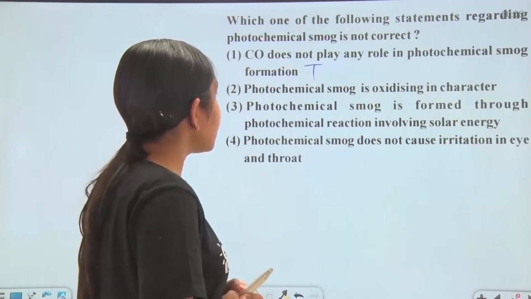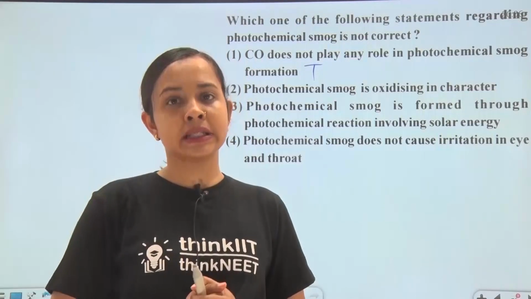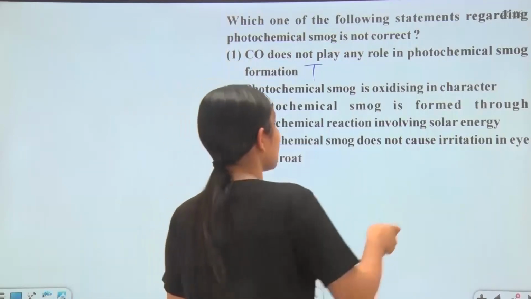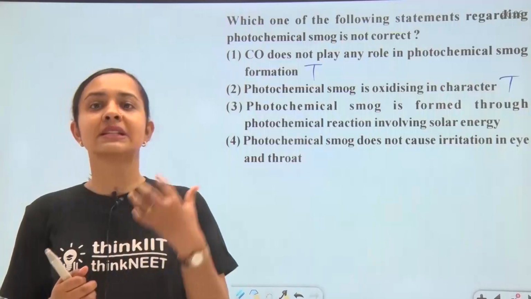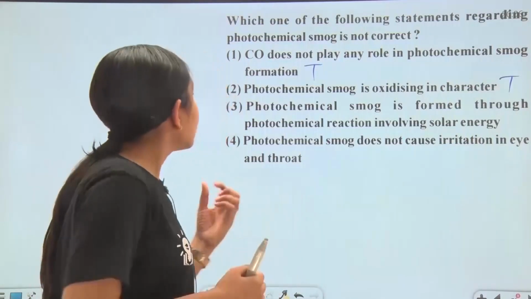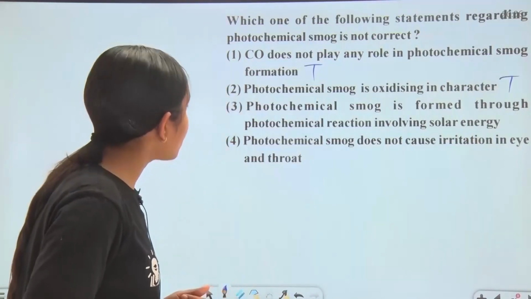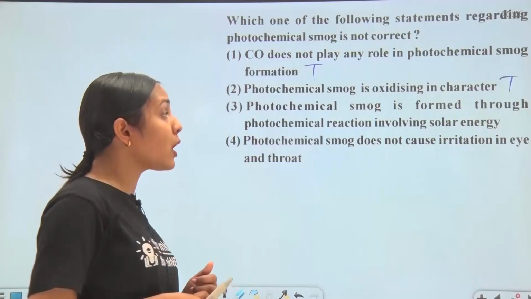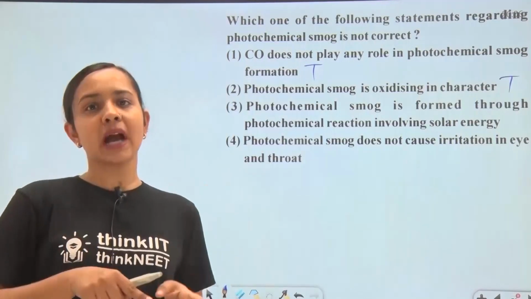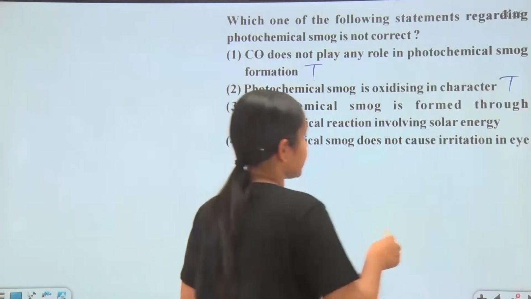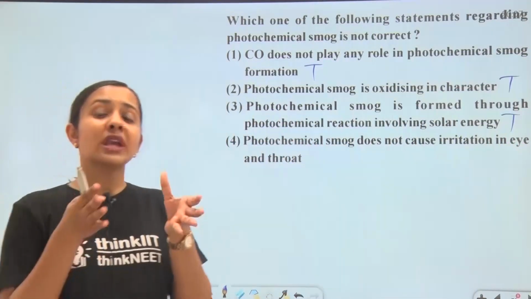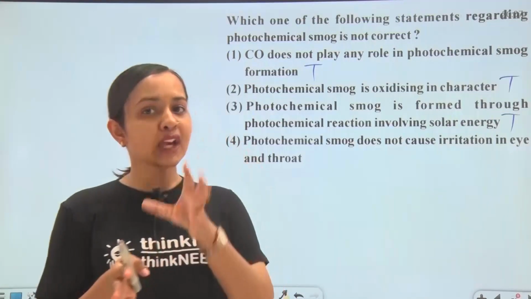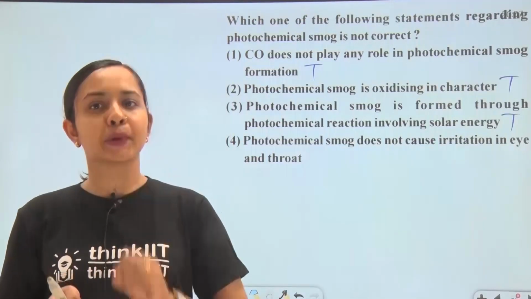Second is, photochemical smog is oxidizing in character. Yes, this is a true statement. Photochemical smog is also known as oxidizing smog because it has oxidizing character. Next is, photochemical smog is formed through a photochemical reaction involving solar energy on hydrocarbons. So this is a true statement, right? Because photochemical smog contains hydrocarbons, so it occurs by a photochemical reaction involving solar energy on the hydrocarbons.